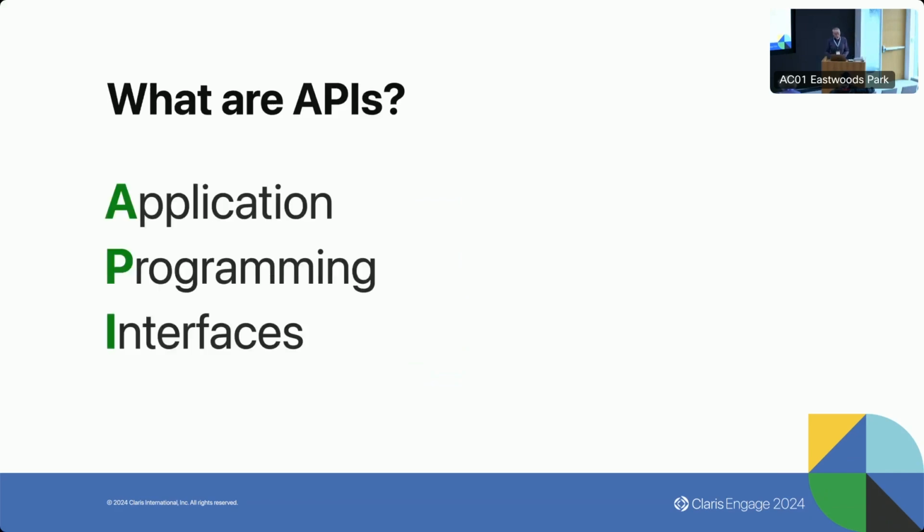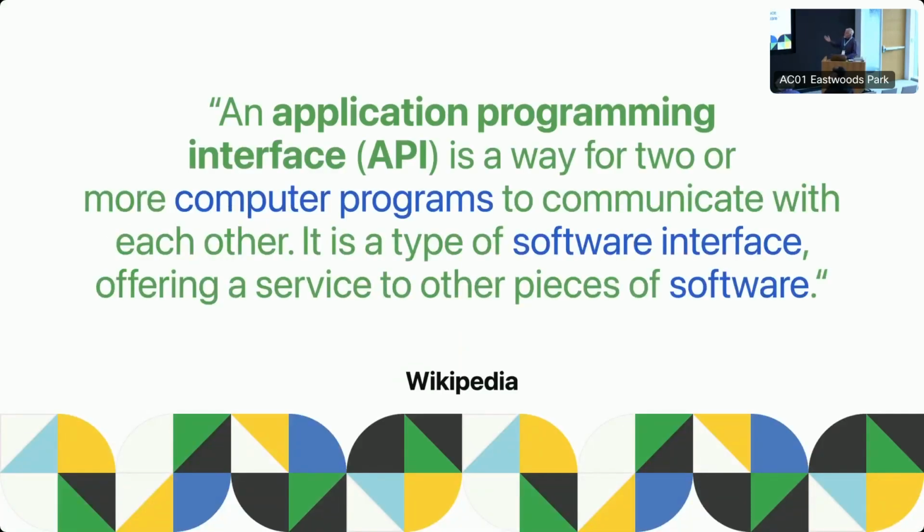So let's just start with a quick overview of what APIs are. API stands for application programming interface. An application programming interface is a way for 2 or more computer programs to communicate with each other. It's a type of software interface offering a service to another piece of software. So essentially, it's a way in which 2 systems can communicate with each other.